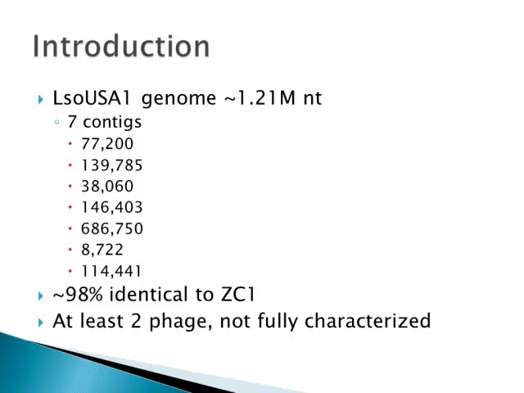The genome that I've been working on is the LSO USA1 genome. Right now we have it in 7 contigs, and the contig sizes are listed there. The bulk of the genome is represented in the 686. We're having problems placing the phage. We know there are two phage in our genome. Much like the ZC1 genome, the identity between the phage is very high. And there are also up to 9 phage remnants throughout the genome. So placing exactly where the phage are in the genome is difficult.